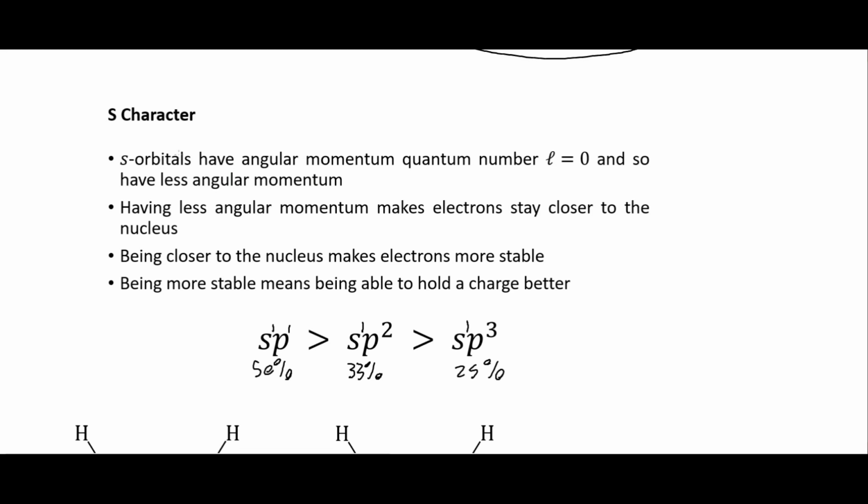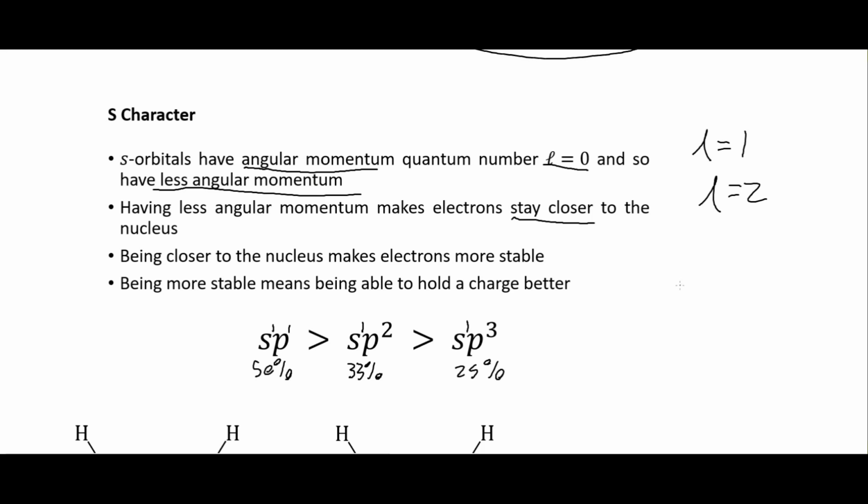The reason for this is that S orbitals have angular momentum. And the S orbital's angular momentum quantum number is 0. And so they have less angular momentum than other types of orbitals. So p orbitals have an L equal to 1, d orbitals have it equal to 2, and so on and so forth. And so S has the lowest angular momentum. Having less angular momentum makes electrons stay closer to the nucleus.